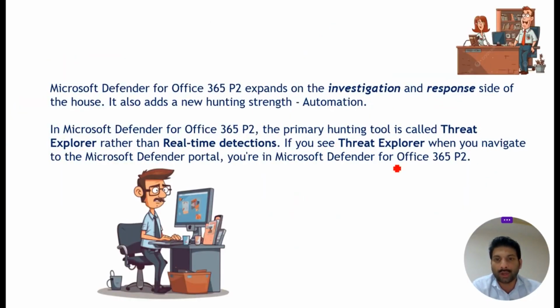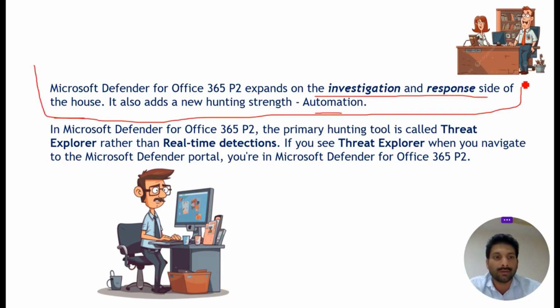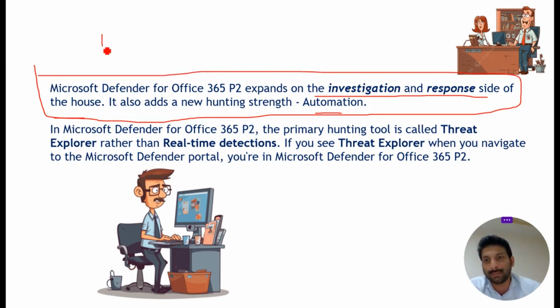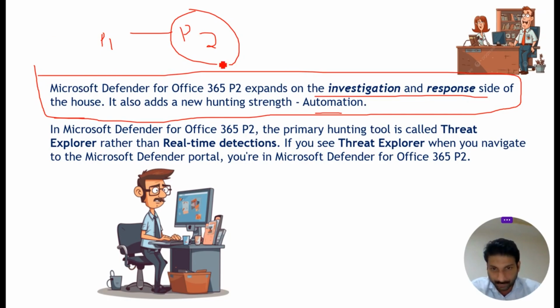All right. So this is an overall idea about all three cloud-based security services. This is what we get extra in Defender for Office 365 Plan 2. When we compare Plan 1 and Plan 2, we get investigation and response side tools. We get some additional tools in P2. It also adds new hunting strength and automation. So that is what we get extra in P2. The primary hunting tool is called Threat Explorer rather than real-time detection. When you navigate to Threat Explorer in the Microsoft Defender portal, you are in Microsoft Defender for Office 365 P2, which means we get some additional hunting tools in P2. So that's what it's all about.